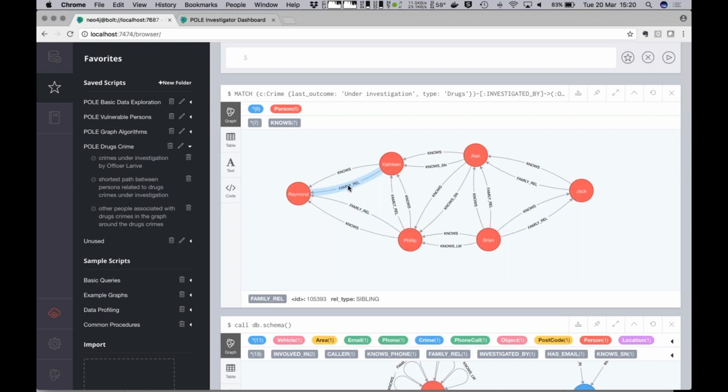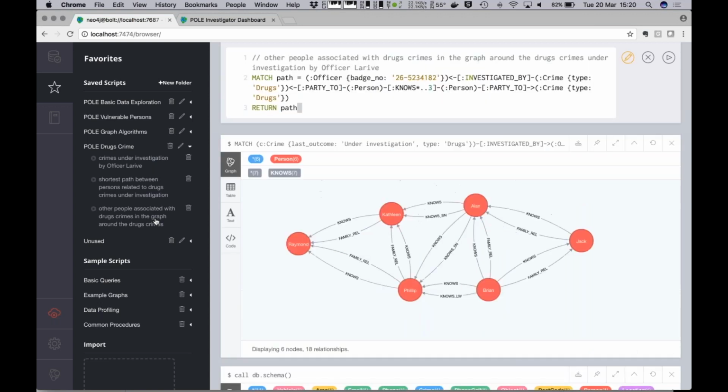So Raymond has a sister, Kathleen. Kathleen knows Alan. Alan is Jack's brother. And then there's a bunch of other relationships that sit between them. So there's a pretty good chance now, we think, that maybe Jack and Raymond know each other. And maybe we can start to build a case that says Raymond is growing cannabis, Jack is getting that cannabis from him, and then Jack is selling it on.